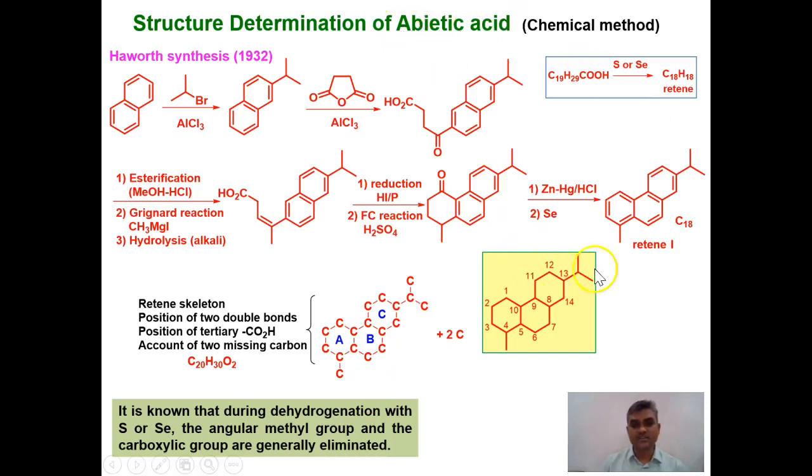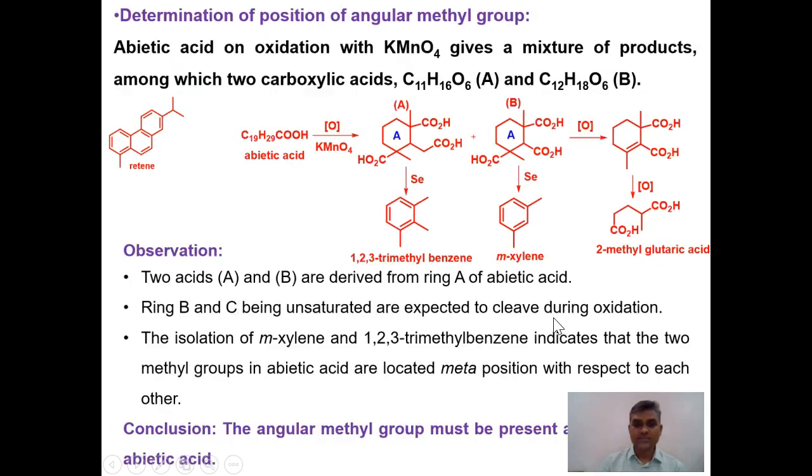So in this way, we have come a very long way as far as the structure of abietic acid is concerned. We have proved that it contains a phenanthrene skeleton with methyl and isopropyl accounting for 18 carbon atoms. And in this skeleton, we now have to assign the positions of one angular methyl group, then two double bonds as well as the carboxyl group. Now let us find out the position of one missing carbon atom, and we assume it to be the angular methyl group because it was lost during the dehydrogenation.